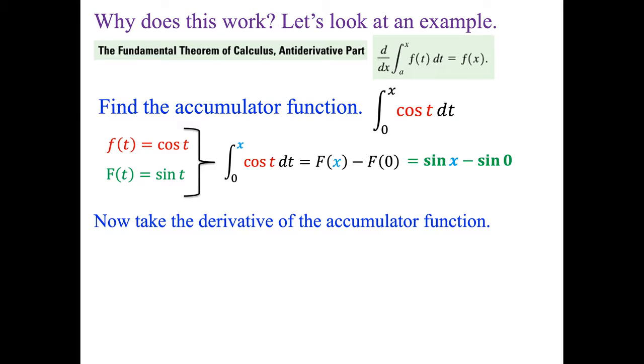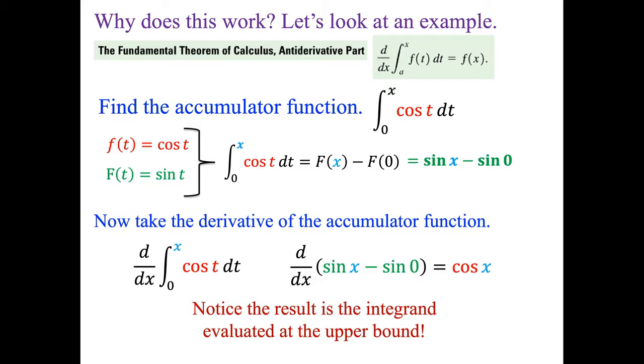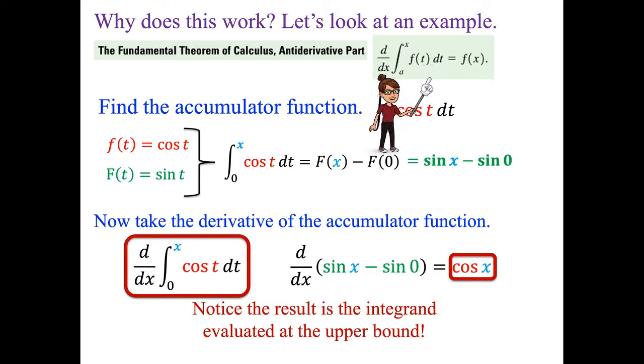Now let's take the derivative of this accumulator function we just created. We're basically doing d/dx of the integral from 0 to x of cosine t dt. In doing so, we're really taking the derivative of sine of x minus sine of 0. The derivative of sine of x is cosine of x, and sine of 0 is a constant, and the derivative of a constant is 0. Notice our result at the end is just the integrand evaluated at the upper bound, because the derivative is undoing the effects of the integral, which is essentially finding the antiderivative. Remember, they're inverses of each other.